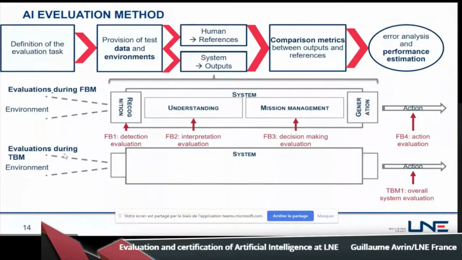You will compare references with the output of the AI systems, and thanks to comparison metrics, you will be able to estimate the distance between references and system outputs in order to be able to estimate the performance of the AI systems. And this evaluation protocol, if you are doing a gray box evaluation, then you can, for example, use one metric for each technological part of the system. So, for example, you can use one metric for recognition, one metric for understanding, one metric for mission management and generation of action, and so on. But sometimes it's not possible to.